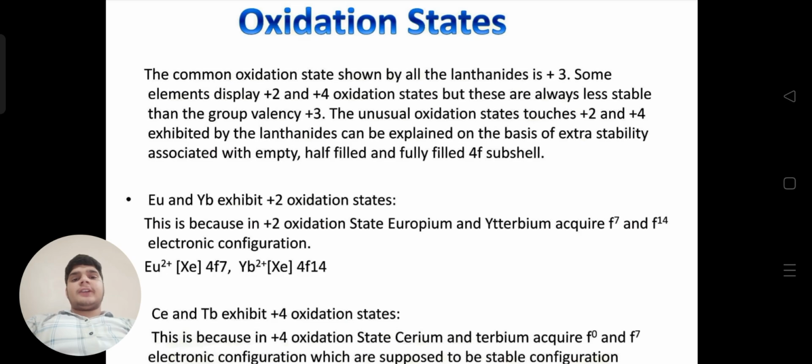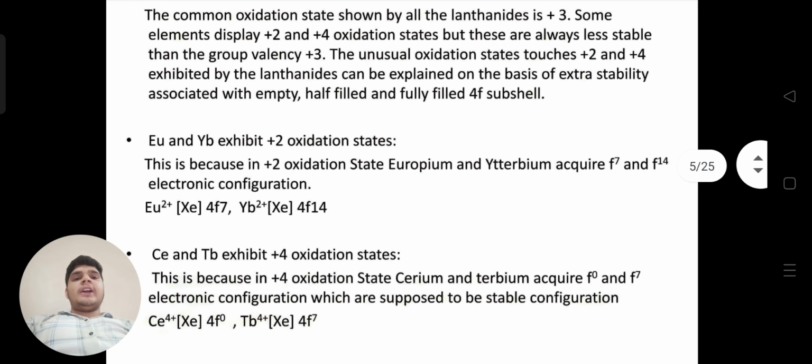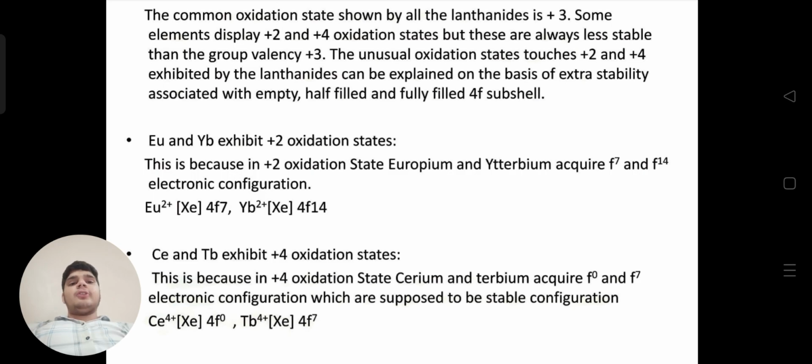Oxidation state is the number of electrons that an atom considers in its outermost shell. Let's see, Eu and Yb exhibit the +2 oxidation state because in this state, europium with symbol Eu and ytterbium with symbol Yb acquire 4f7 and 4f14 electronic configurations. This is because 4f7 and 4f14 provide extra stability due to half-filled and fully filled orbitals respectively. In the europium 2+ state, its configuration becomes xenon 4f7 and in ytterbium it becomes xenon 4f14. Due to this reason, they exhibit the +2 oxidation state because they acquire extra stability in it.